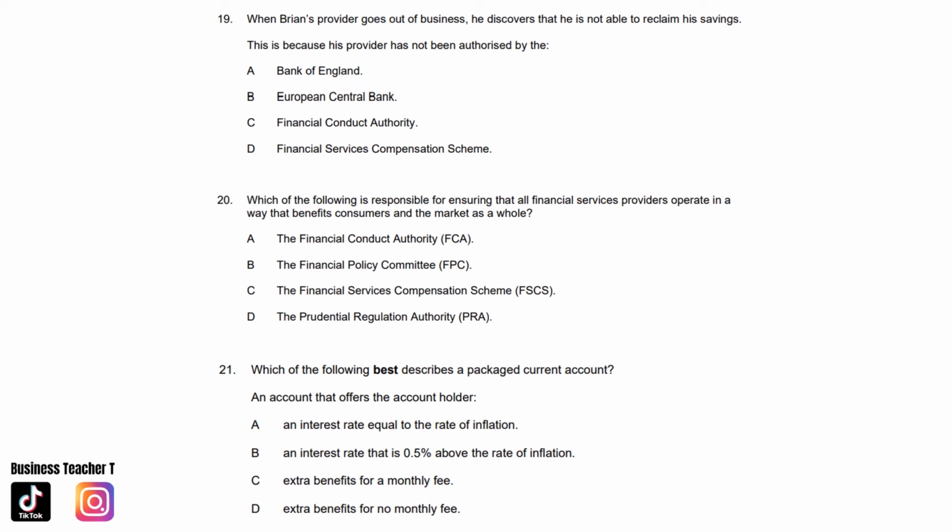And the answer is C. Financial Conduct Authority. Question 20. Which of the following is responsible for ensuring that all financial services providers operate in a way that benefits consumers and the market as a whole? Is it A. the Financial Conduct Authority, B. the Financial Policy Committee, C. the Financial Services Compensation Scheme, or D. the Prudential Regulation Authority?